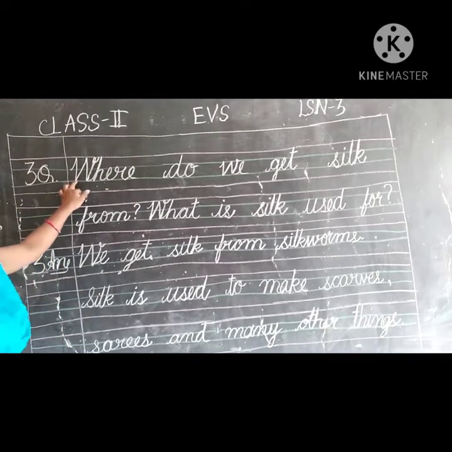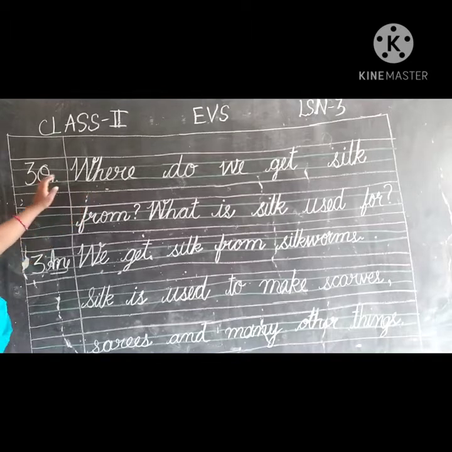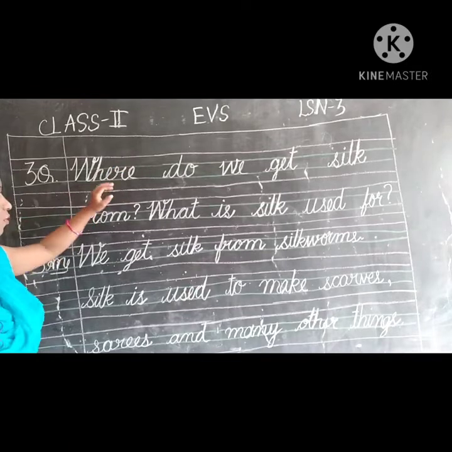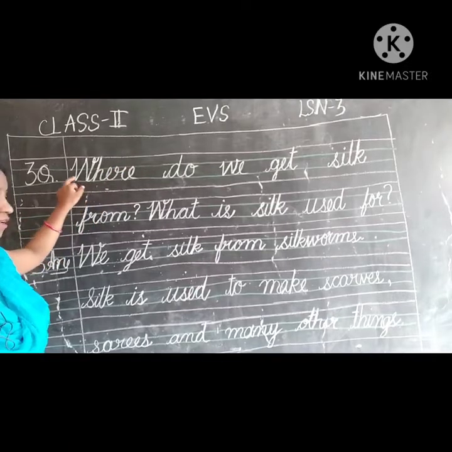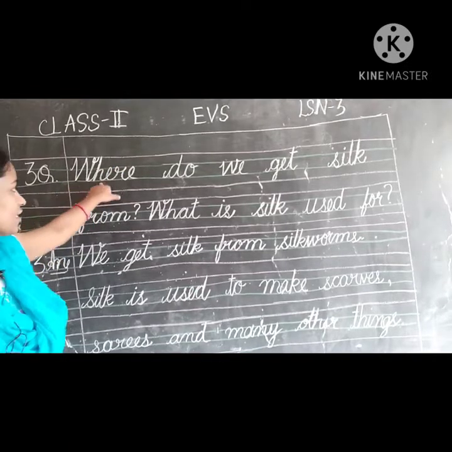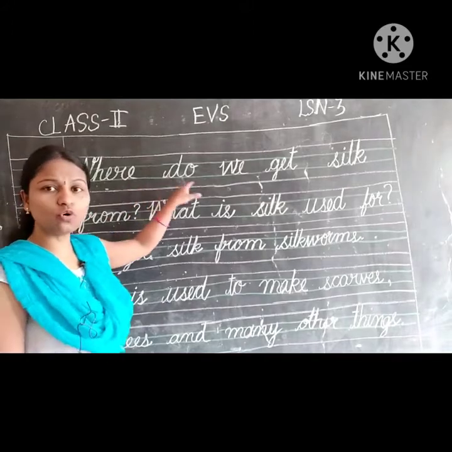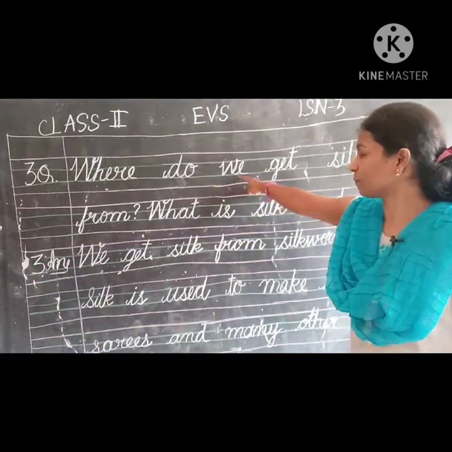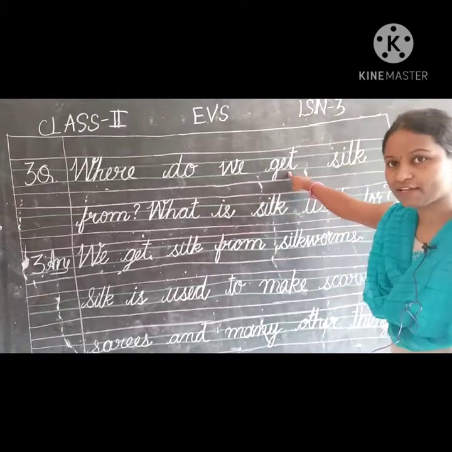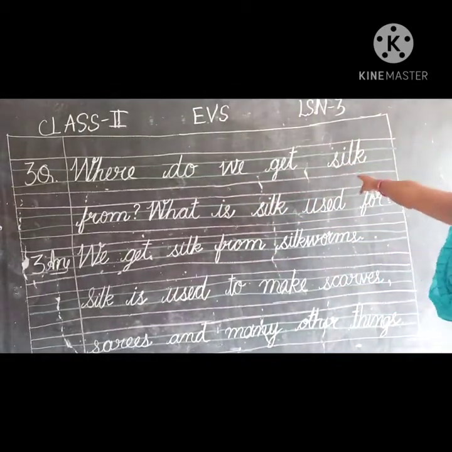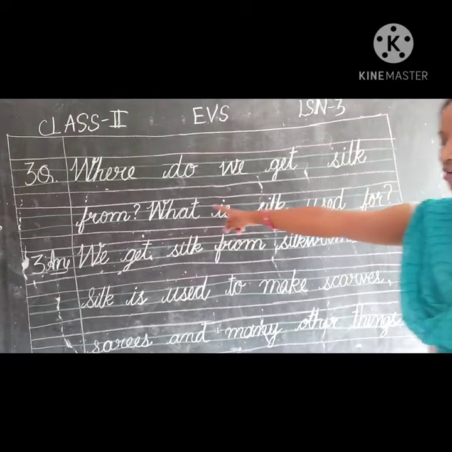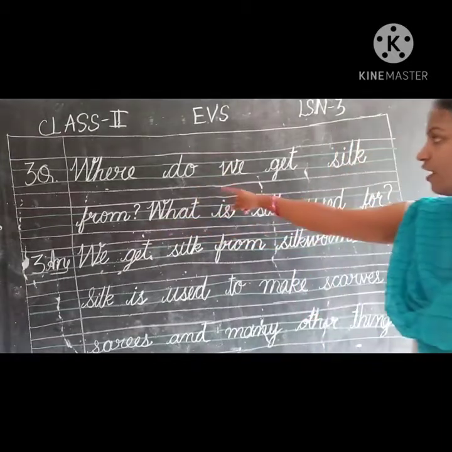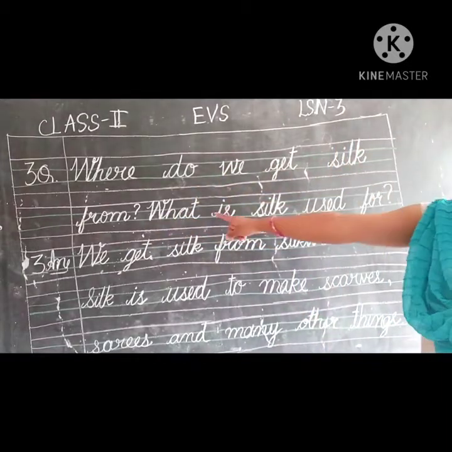Let us see. After the margin you have to write 3Q. Okay, then you have to write in the blue lines and red lines in your notebook. Okay, first one should be capital. Where, W-H-E-R-E, where, do we, D-O, do, W-E, we, G-E-T, get, S-I-L-K, silk, F-R-O-M, from. Where do we get silk from?